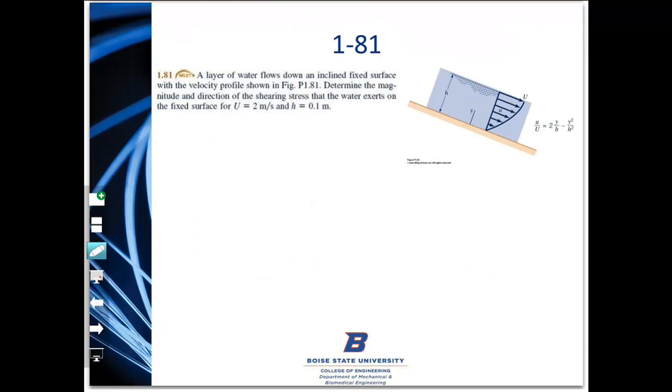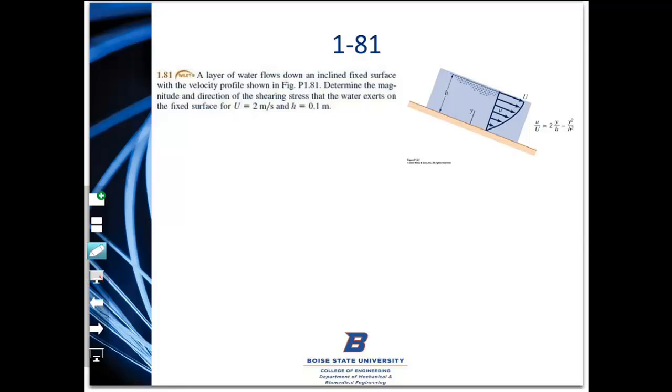Okay, let's look at another problem. A layer of water flows down an inclined fixed surface with the velocity profile shown here. You're asked to determine the magnitude and the direction of the shearing stress that the water exerts on the fixed surface for velocity equals 2 meters per second and h equals 0.1 meters.